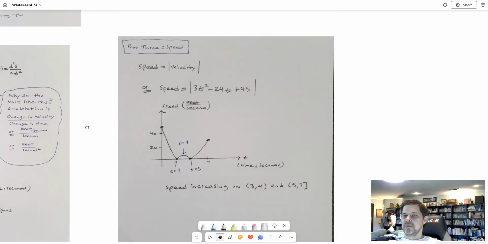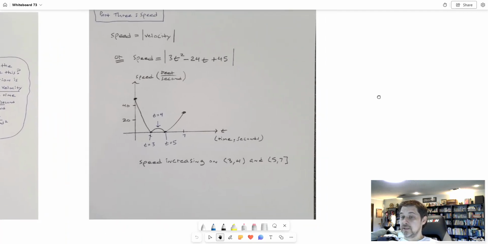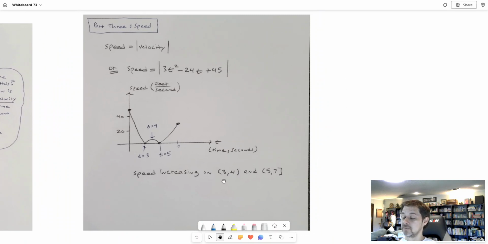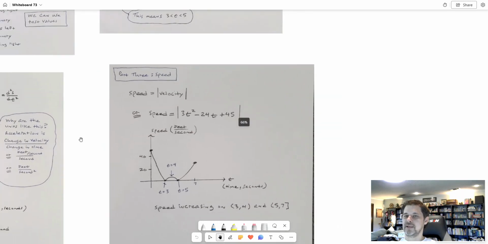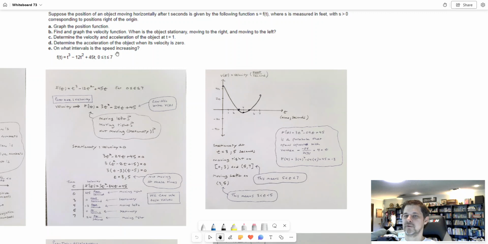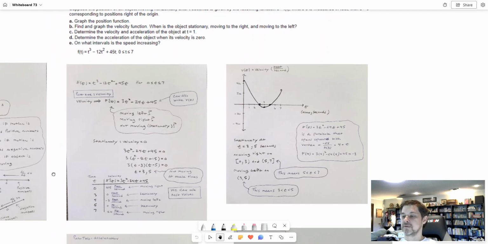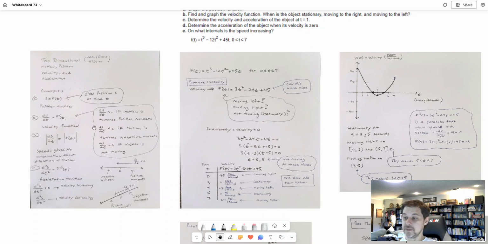Okay, so if you would like to know, in addition to that, over what time intervals the speed is increasing, then I see, well, right here, wherever this curve is rising, and that's from time t equals 3 to t equals 4. Okay, that's this interval, leaving out the 3 and the 4. And from 5 to 7, this interval, leaving out the 5 but including the 7. Okay, so those intervals are my answer to that last question. Okay, so that's everything about this particular question.